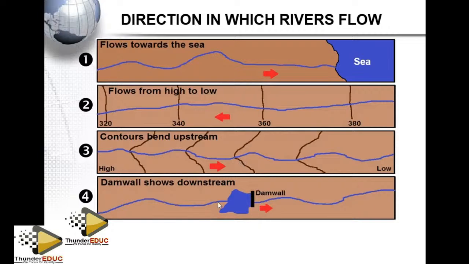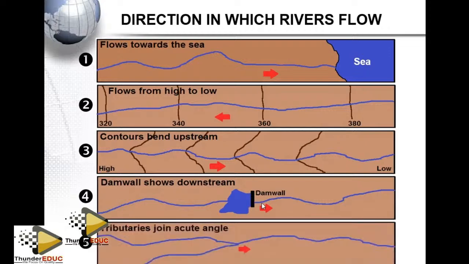So to avoid breaking of the dam wall and serious wastages, we ensure that the dam wall is this way, and the river is flowing from behind the dam wall. That's what we mean by downstream. So that's why this river is going this way, because the dam wall is here. It cannot enter from this way because it will break the dam wall.